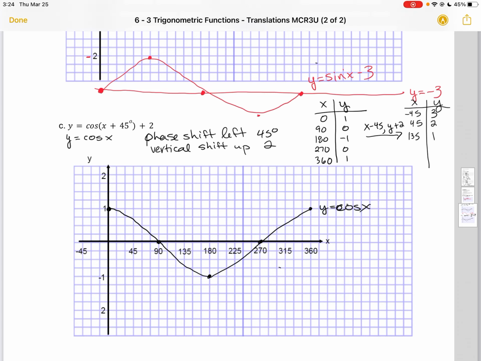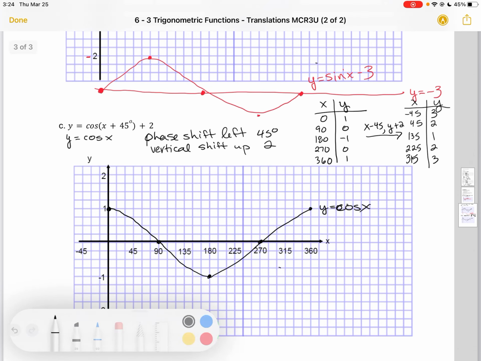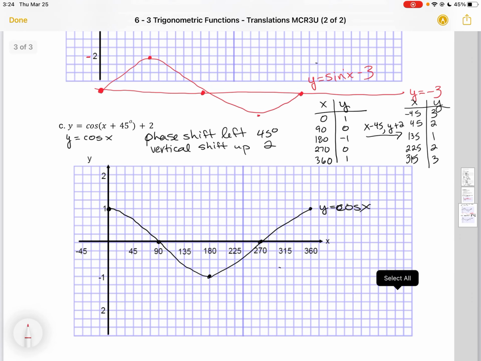And then I've got 270 minus 45, which is 225, and I'm adding 2, which is 2. And then my last one, I've got 360 minus 45, which is 315, and then I'm adding 2, so I've got 3. So from that transformation, I can see that my new midline, I'll do this in red, is going to be at y equals 2. Those correspond to my original midline points at 0. Makes sense. I've shifted my function up 2.